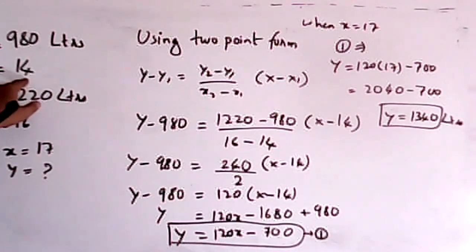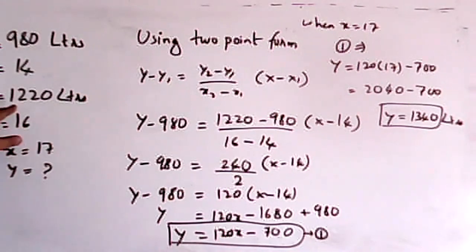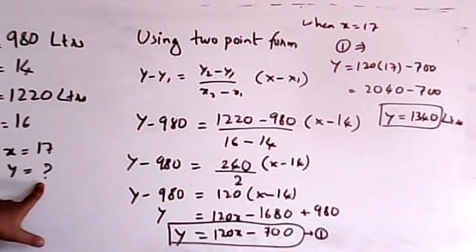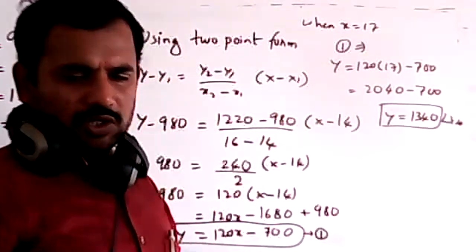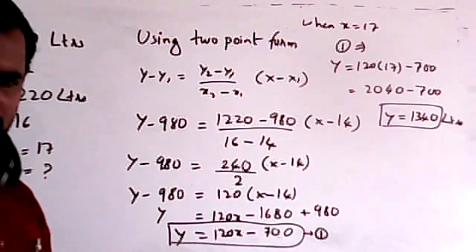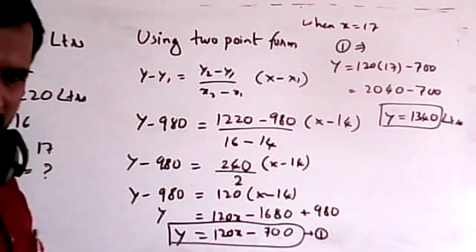When the price is 14 rupees, 980 liters of milk was sold. And when the price is 16 rupees, 1220 liters of milk is sold. Similarly, when the price is 17, how much quantity of milk will be sold? 1340 liters of milk. So it is not rupees, it is in liters, Rakshit. Okay, you did right. Is everyone clear? We'll go to the next problem.